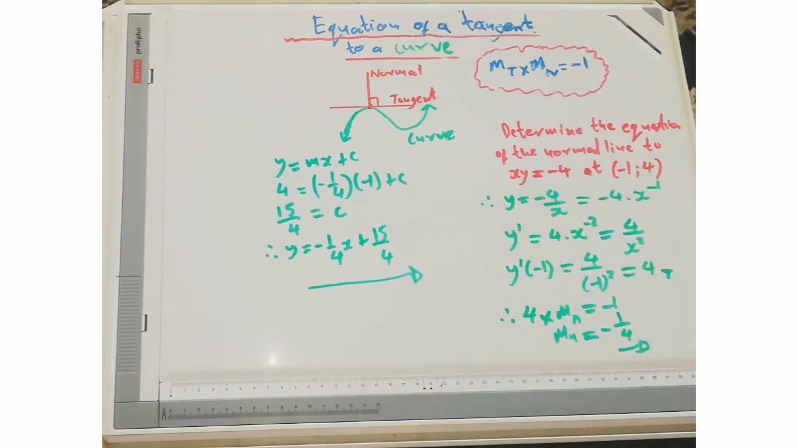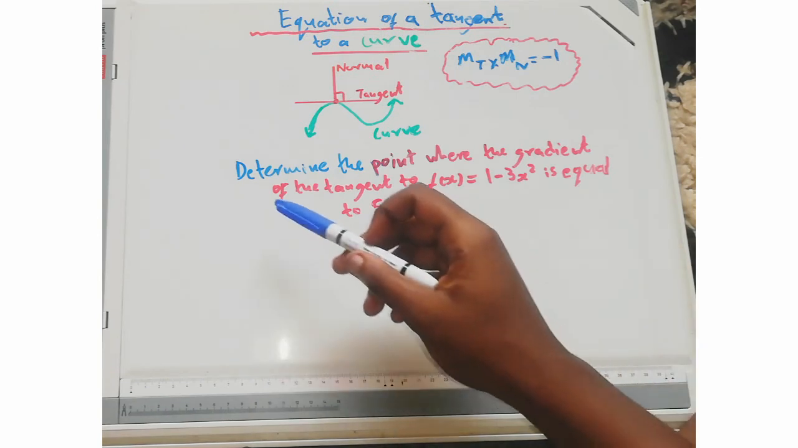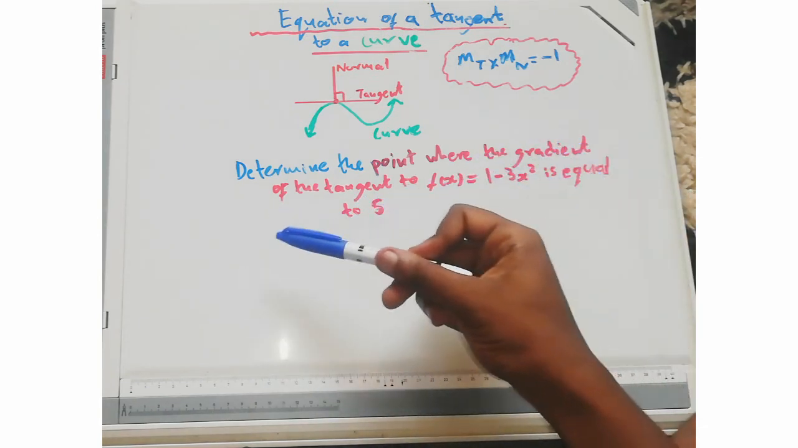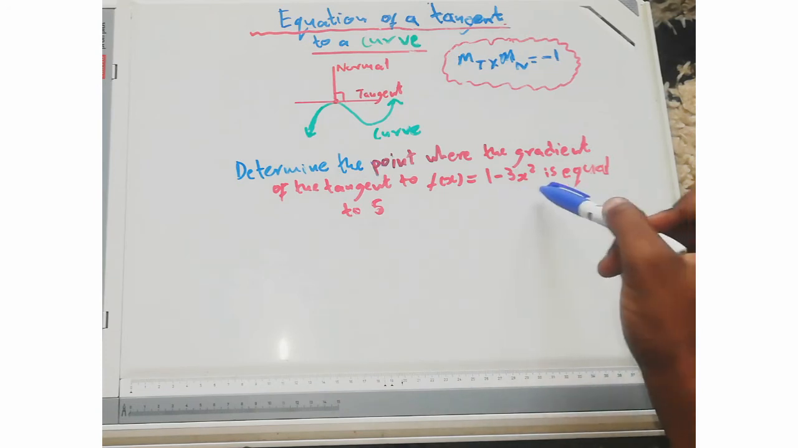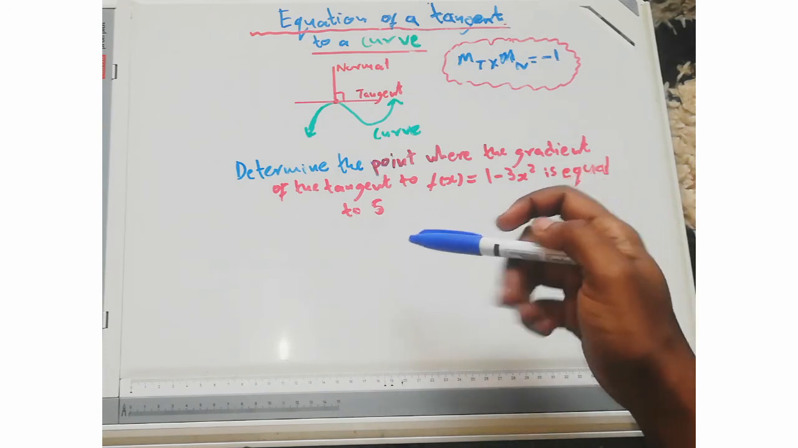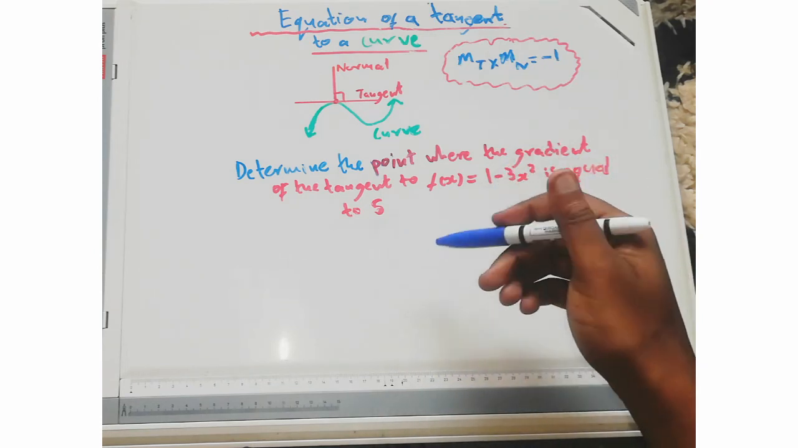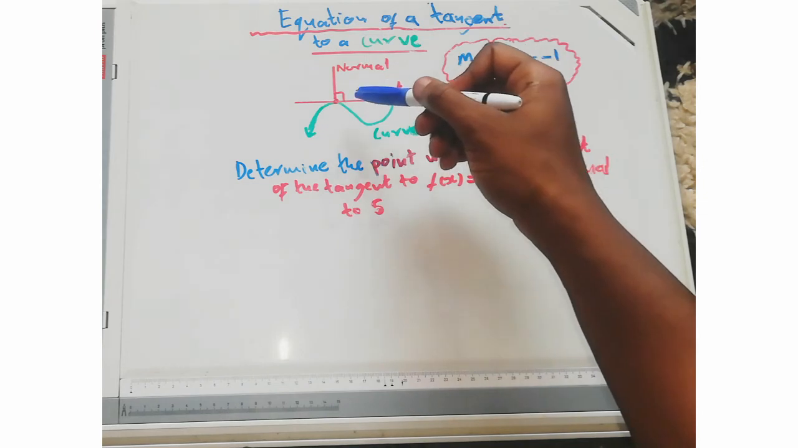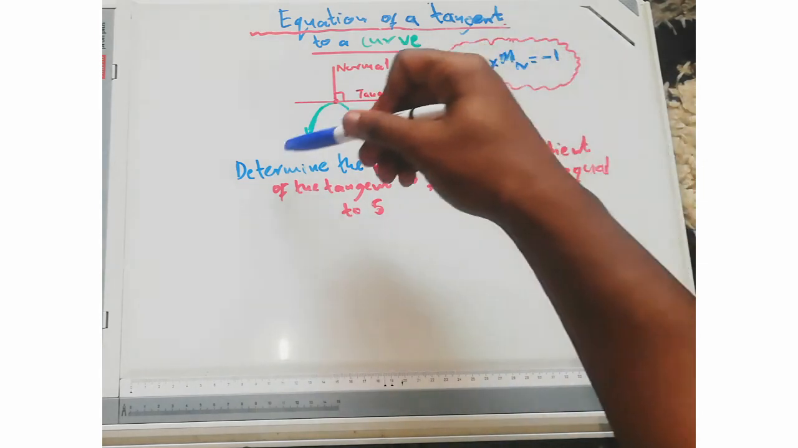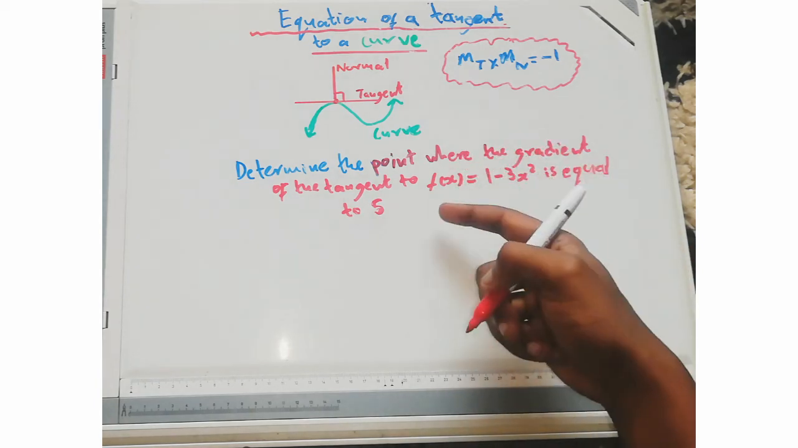You've answered the question. Let's do one final last question. The last question says, determine the point where the gradient of the tangent to the curve f of x is equal to 1 minus 3x squared is equal to 5. So now the gradient is given to us, we are looking for the point at which the tangent line touches this curve. So obviously, first things first, we have to find the derivative of our given function.